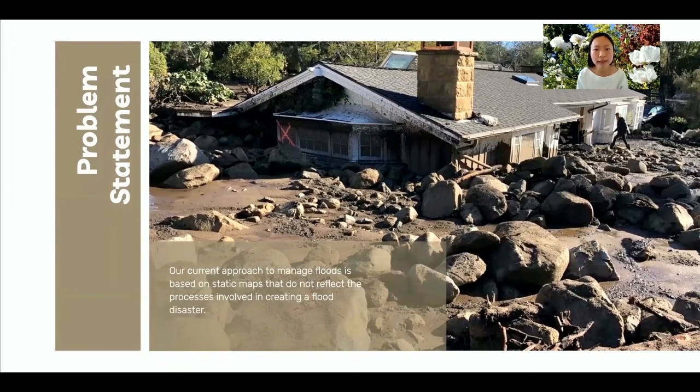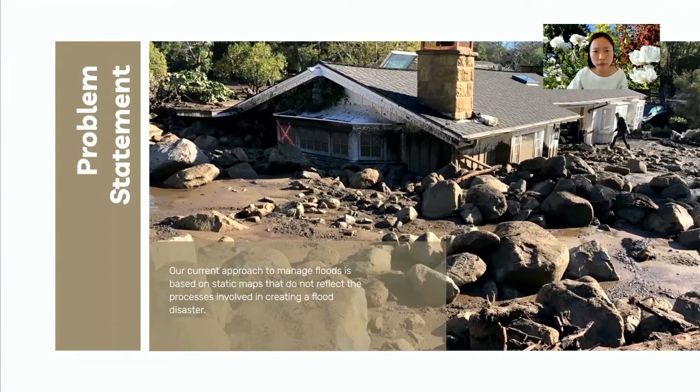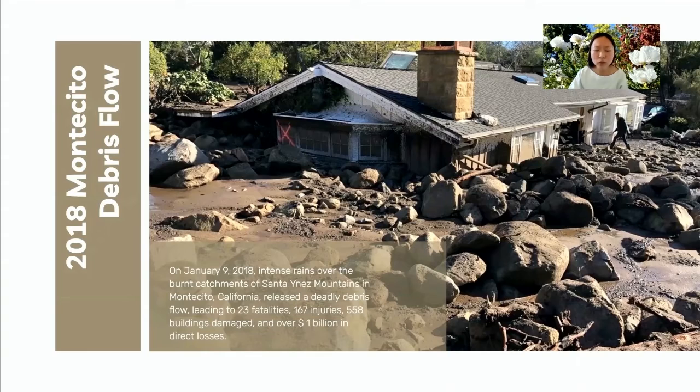Historical information is not commonly used in the US to make land use planning decisions. And our current approach to manage floods is based on static maps that do not reflect the complex processes involved in creating a flood disaster. And in Montecito, these processes are more complex with debris flows and debris-laden flows. For example, on January 9th, 2018, intense rains over the burned catchments of Santa Ynez Mountains in Montecito created a deadly debris flow, which led to 23 fatalities, 167 injuries, and more than $1 billion in loss.